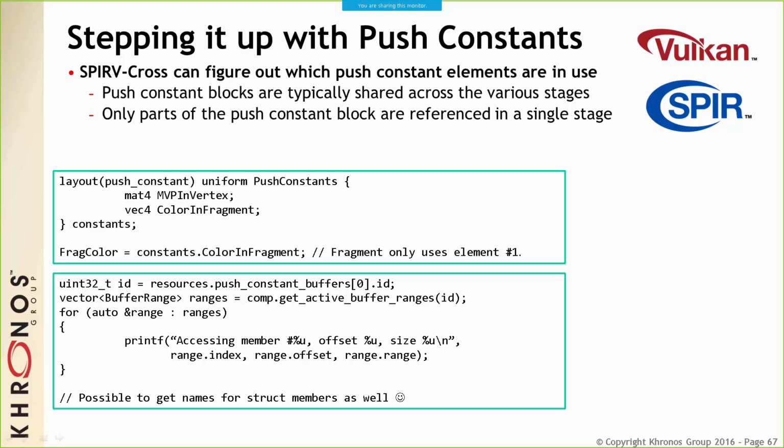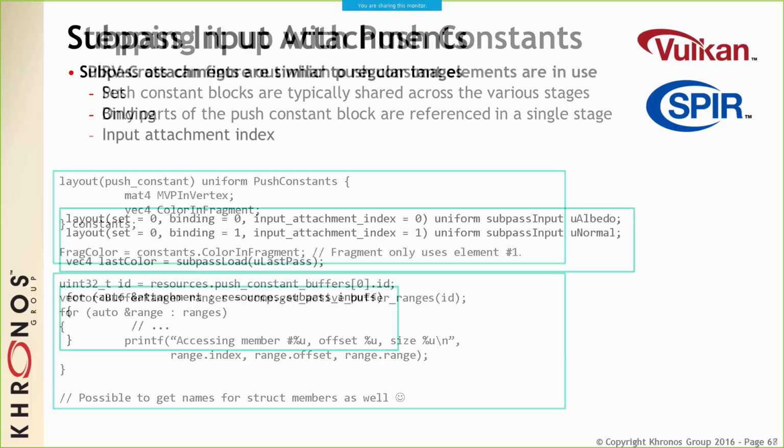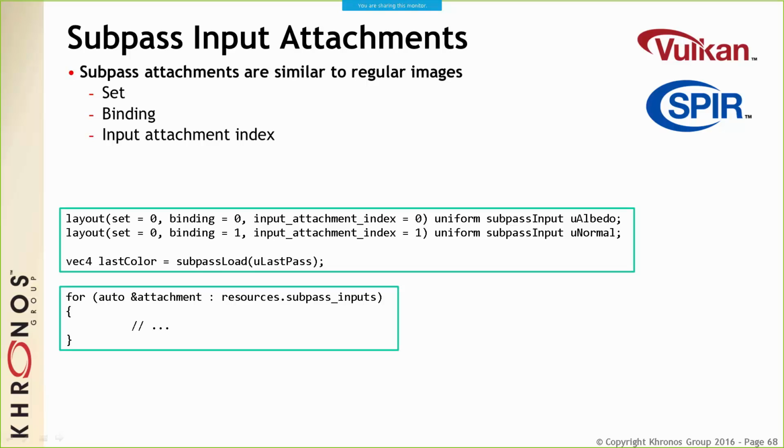For this shader, figure out which members are actually used by the shader. So if this is a fragment shader, it should only access this one. And we get out here, this is member 1, offset 64, size 16. And we can pass that straight to the pipeline creation. Similarly for input attachments, instead of set and binding, there's also the input attachment index. But we can reflect that as well. We can check, okay, our shader has these subpass inputs, and we can query set, binding, input attachment and give that to the pipeline creation.